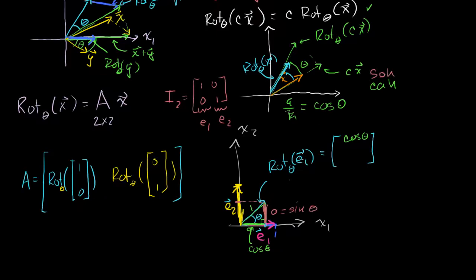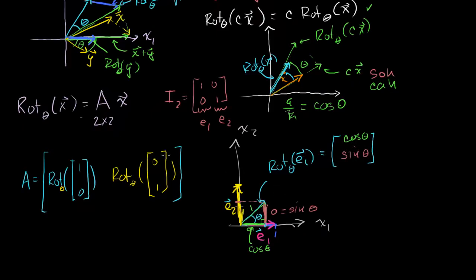So the new rotated basis vector can be written as cosine of theta for its x component, or its horizontal component, and sine of theta for its vertical component. This is the new rotated basis vector.